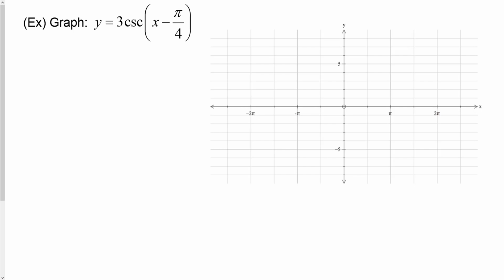Y equals 3 cosecant of the quantity x minus pi over 4. Okay, so again, identify the different changes that are occurring. So we have amplitude, period, phase shift, and a vertical shift.